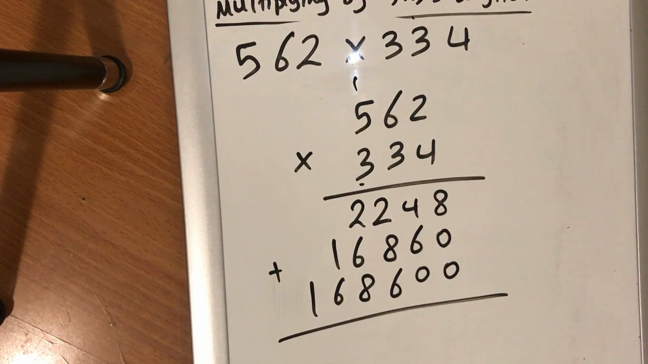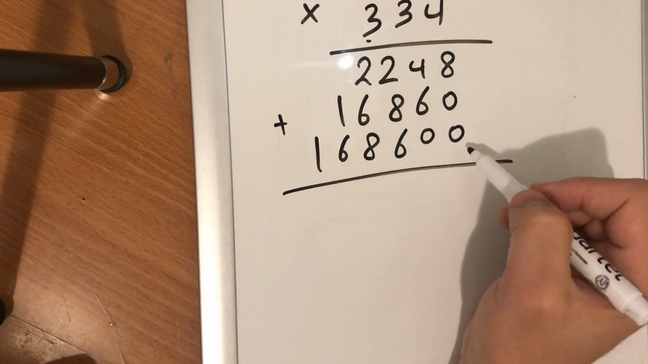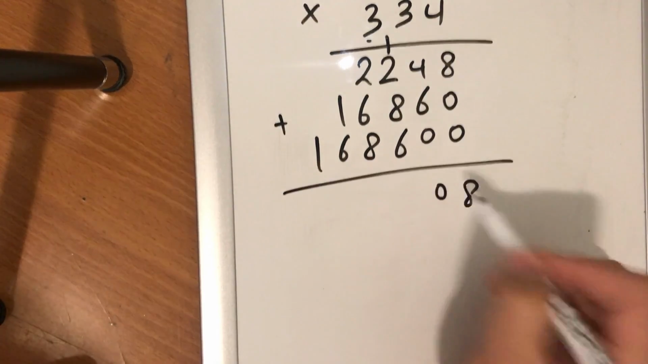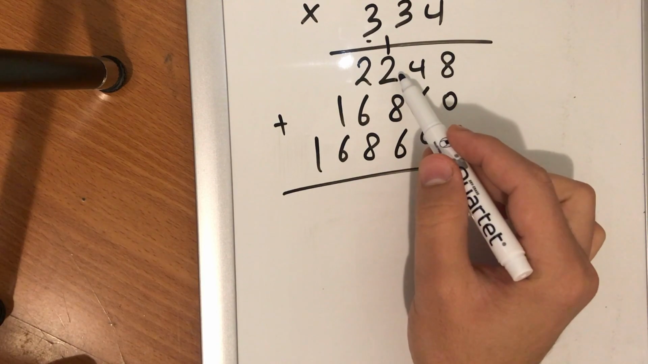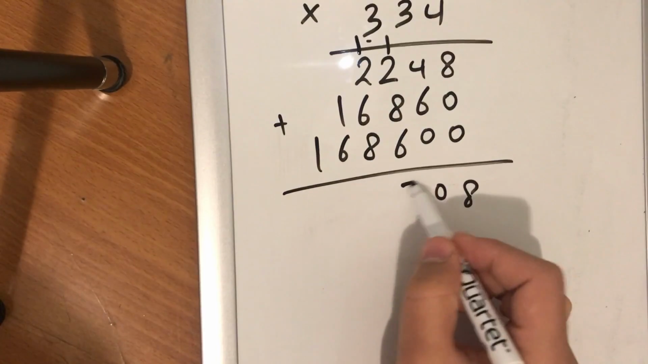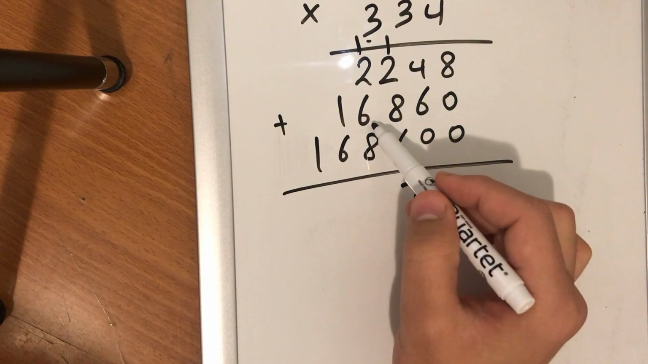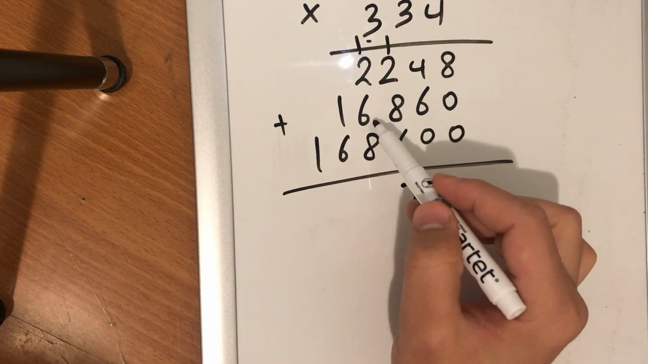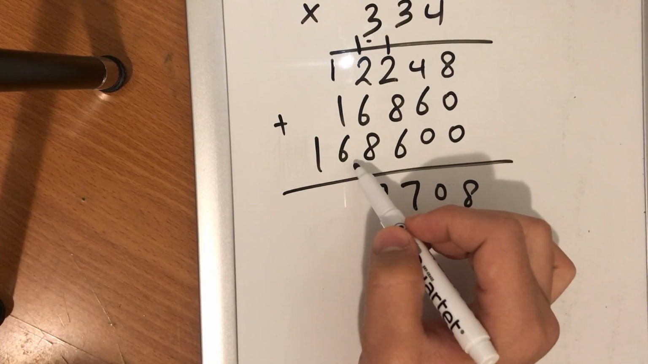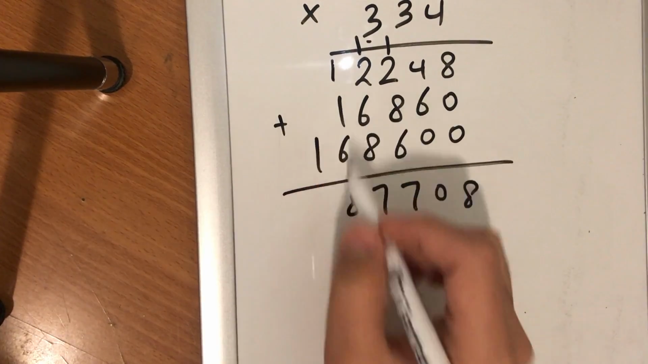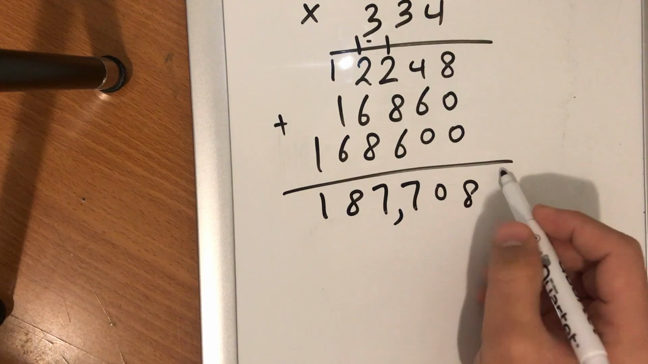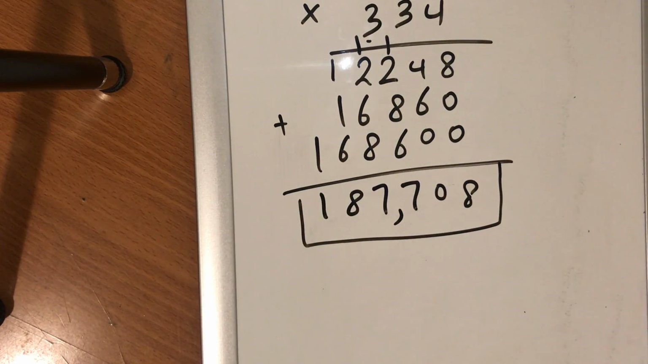And now let's add it all up. So 8 plus zeros is just an 8. 4 plus 6 plus 0, that's a 10. 1 plus 2 is 3. 3 plus 8 is 11. 11 plus 6, that's a 17. Then 1 plus 2 is 3. 3 plus 6 is 9. 9 plus 8 is another 17. 1 plus 1 is 2. 2 plus 6, that gives you 8. 1 plus nothing above it, just a 1. And 1, 2, 3, and we put a comma, and that is the answer for 3 digits multiplied by 3 digits.